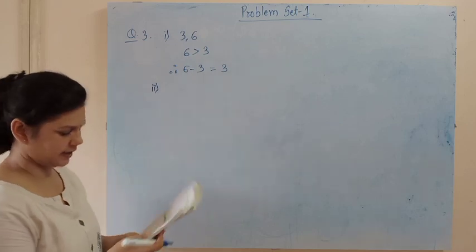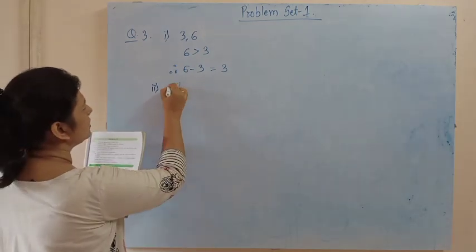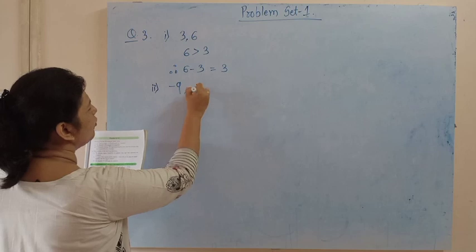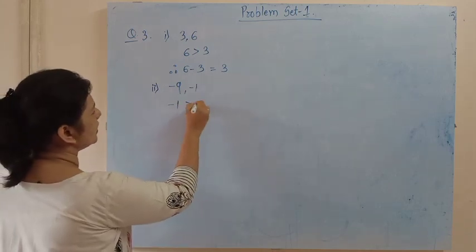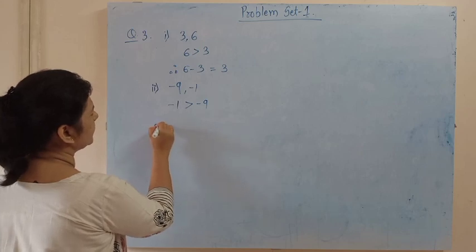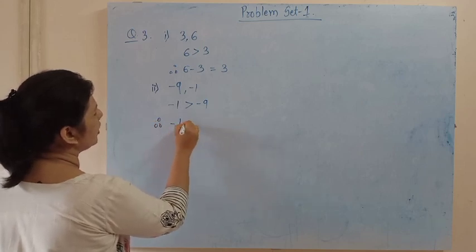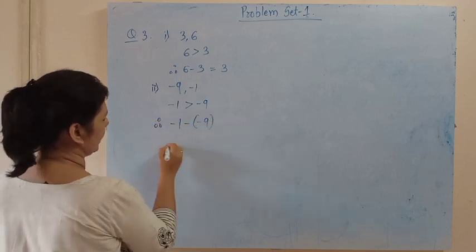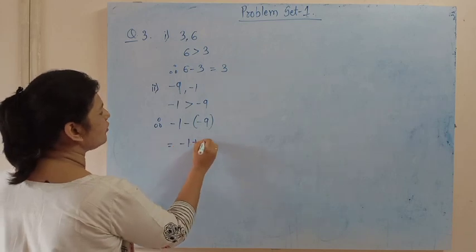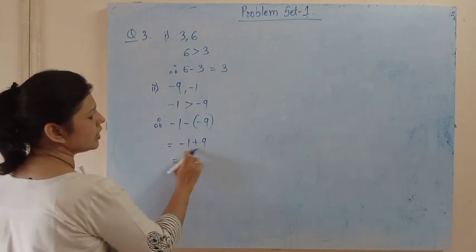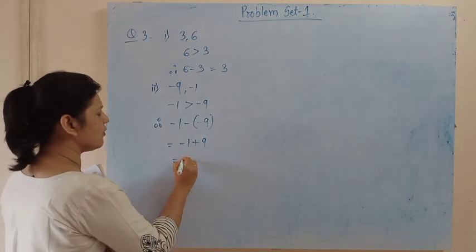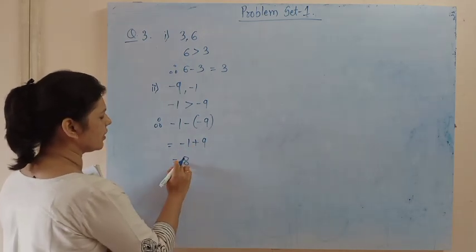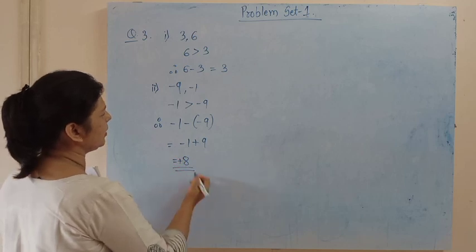Now see the second. -9 and -1. So here -1 is greater than -9. Therefore -1 minus -9 is equal to -1 plus 9. So here you have to carry out difference of the numbers. So what is the difference? 8 and sign of greater number, that is positive 8.